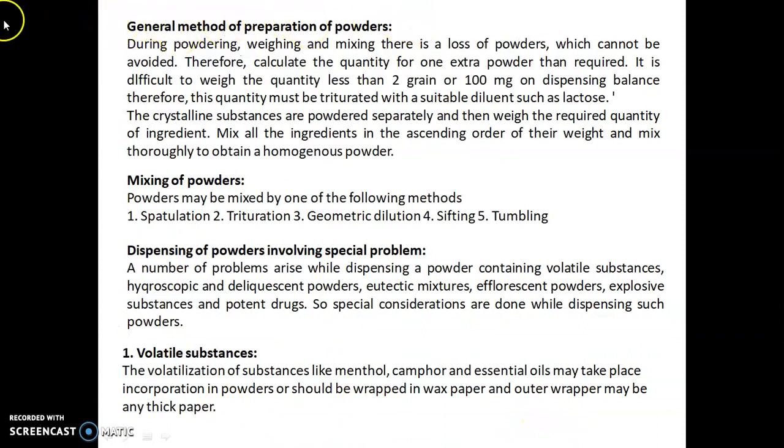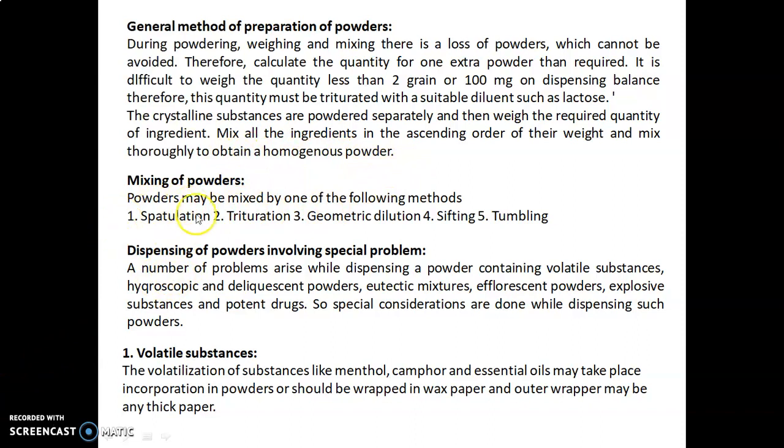General method of preparation of powders: during the powdering, weighing and mixing, there is a loss of powder which cannot be avoided. Therefore, calculate the quantity for one extra powder than required. It is difficult to weigh a quantity less than 2 grain or 100 milligram on a dispensing balance. As we know, 1 grain is equal to 60 milligram. Therefore, this quantity must be triturated with a suitable diluent such as lactose. The crystalline substances are powdered separately and then weigh the required quantity of ingredient. Mix all the ingredients in the ascending order of their weight and mix thoroughly to obtain a homogeneous powder.